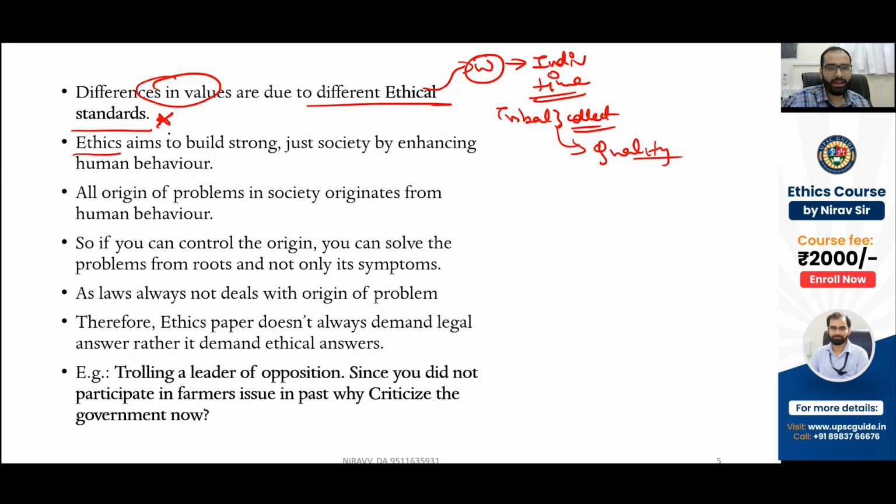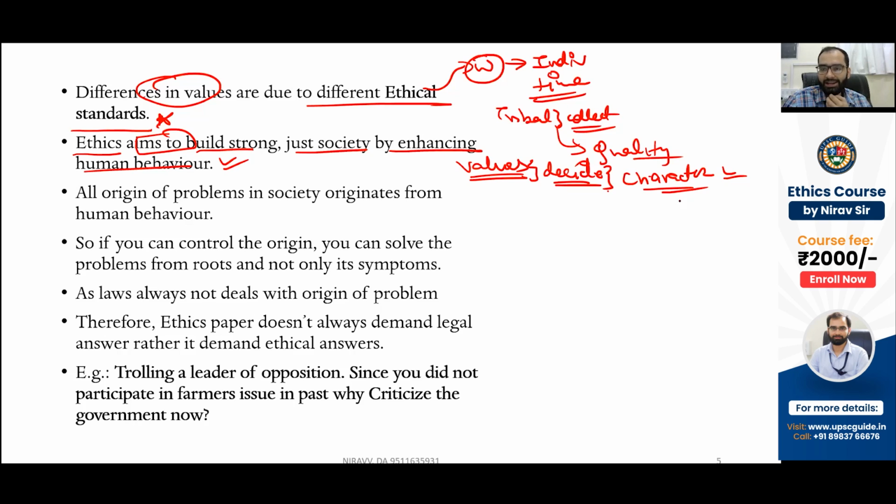What does ethics do? It aims to build a strong, just society by enhancing human behavior, right? So if you as a society decide the right values, then automatically human character is going to be very good. And if human character is excellent, then automatically that is going to be translated into human behavior, and the society would be very nice.